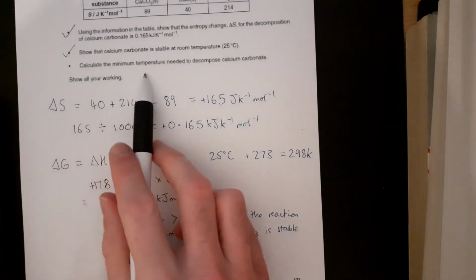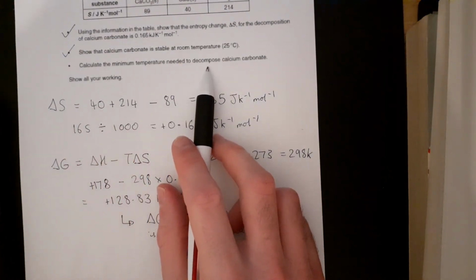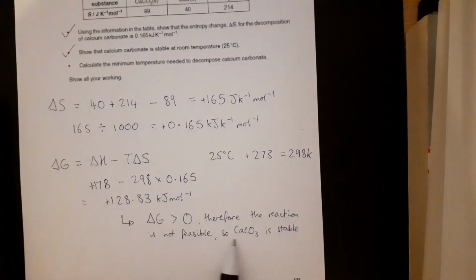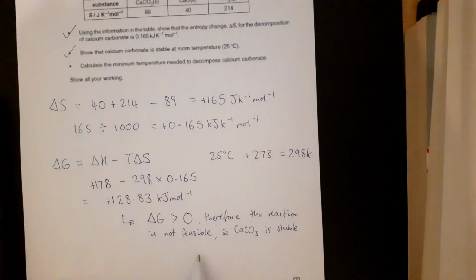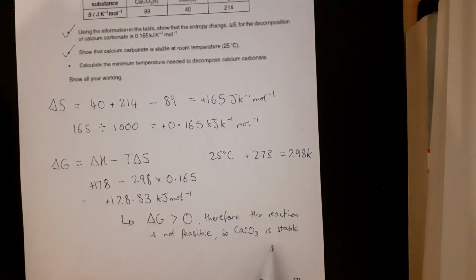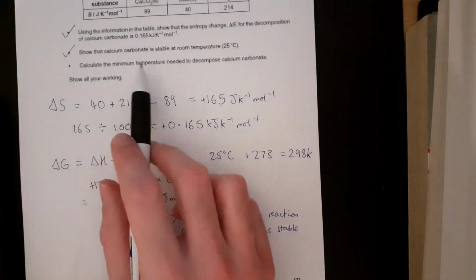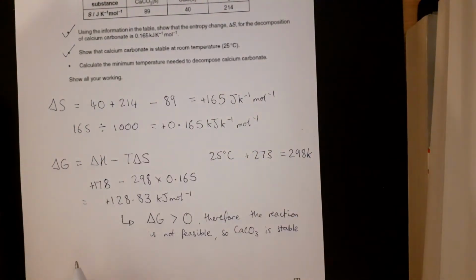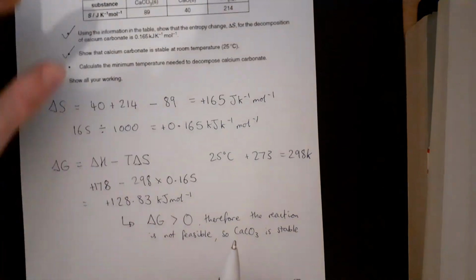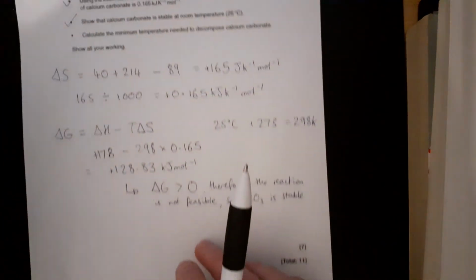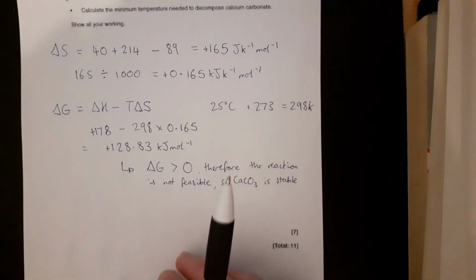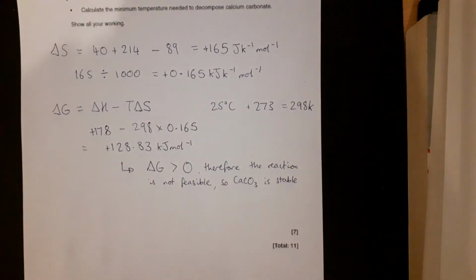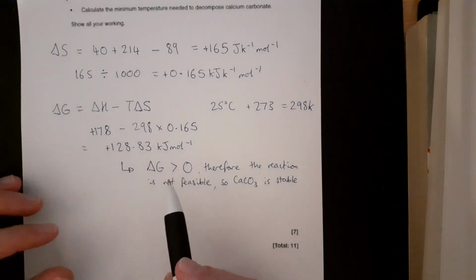And now finally, we need to calculate the minimum temperature needed to decompose it. Okay, so that's what we've just said, right? At this temperature, the decomposition won't work. So therefore, what temperature does it need to be at to make it work? What's the minimum temperature to make this work? Now, the trick to these questions, you get questions about calculating the minimum temperature, or you might get questions calculating the maximum temperature, just depending on which way around the enthalpy and the entropy changes are.